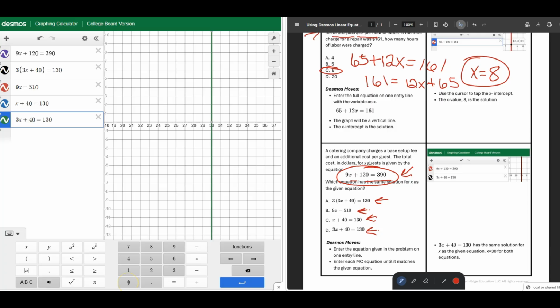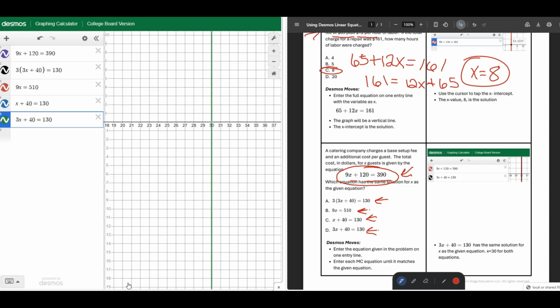So now you can see that 3x plus 40 equals 130, which is option D, is the line that matches our vertical line from the original equation. I can turn that one off and on, and you can see here, there's the purple, there's the green. So the purple and the green match up. Options A, B, and C did not align with our vertical line and go through an x-intercept of 30. So those are the two equations that have the same solution.